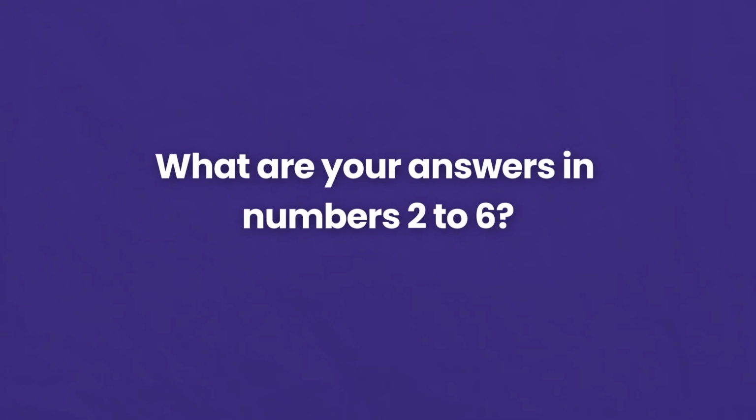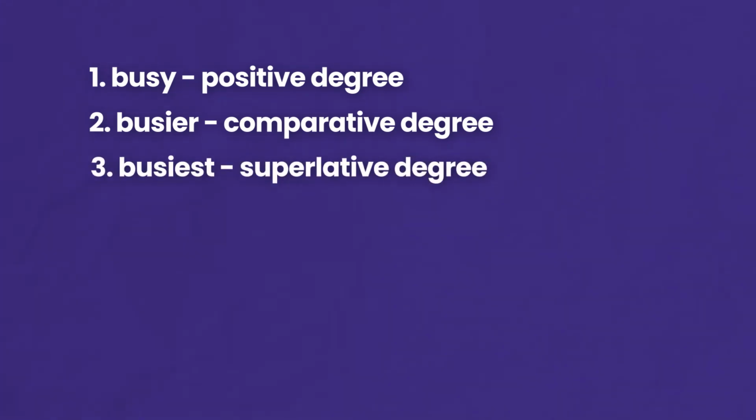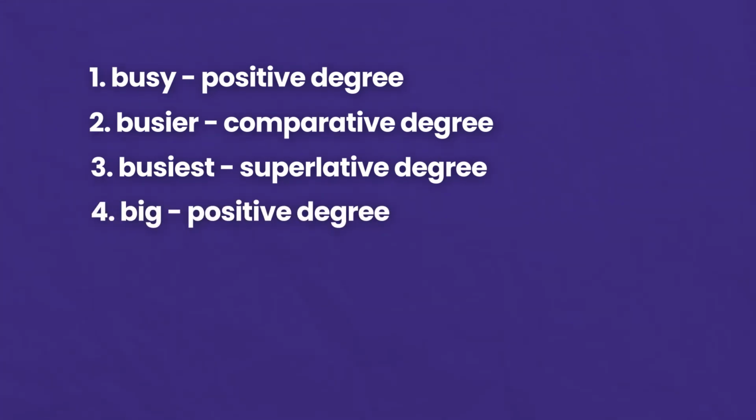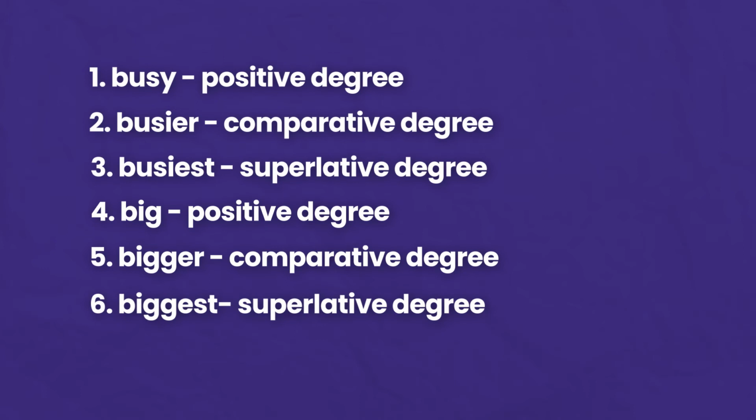Let us check your answers. Number 1 is already given as an example. Busy is a positive degree. What are your answers in numbers 2 to 6? Here are the answers. Number 2, busier, comparative degree. Number 3, busiest, superlative degree. Number 4, big, positive degree. Number 5, bigger, comparative degree. Number 6, biggest, superlative degree.